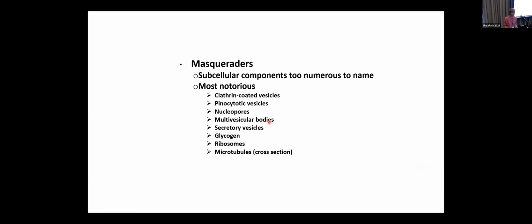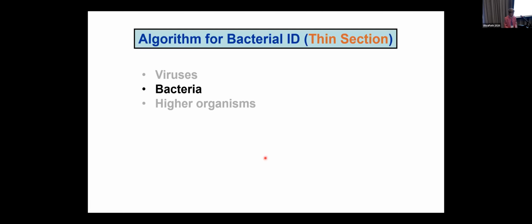And then, of course, there are masqueraders by thin sectioning. And so you have to be aware that that's the fact. They're too numerous to mention. The most famous one, I think, is probably clathrin-coated vesicles. And you will see that in a later talk by my colleagues today. Other things include secretory vesicles. Dr. Wartchow mentioned them yesterday. He mentioned glycogen. He also mentioned nucleopores. Ribosomes are little dots, but they're not round, but they can confuse you, and microtubules cut in cross sections.